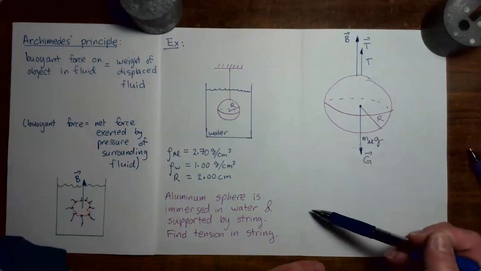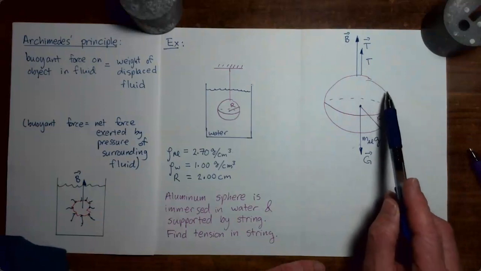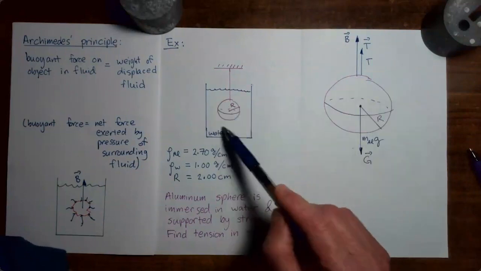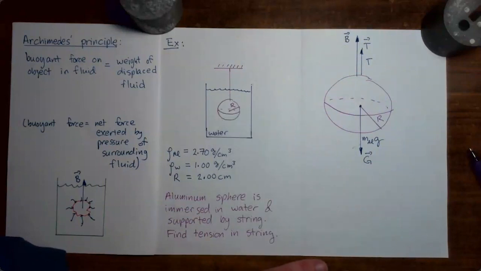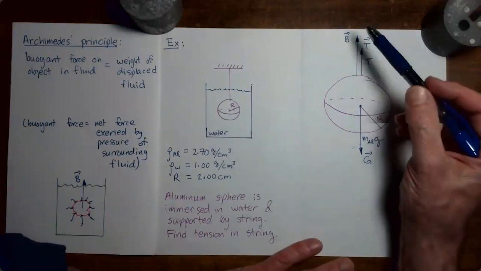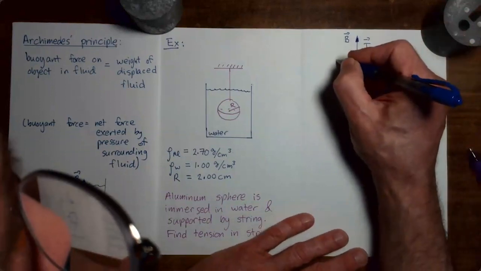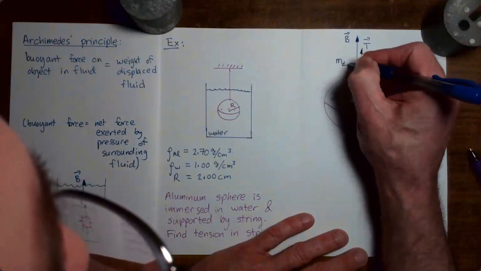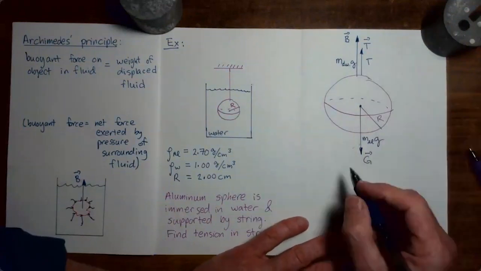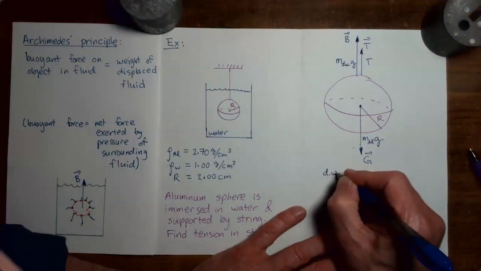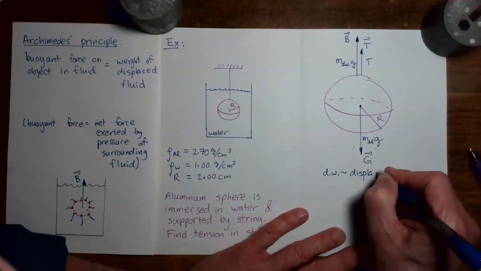According to Archimedes' principle, the strength of the buoyancy force would equal the weight of the blob of water, which would be here if the aluminum sphere was not. So I'm going to say that the magnitude of the buoyancy force is equal to the mass of the displaced water, dW for short, times g, the free fall acceleration. And to be clear, I'll come down here and write that dW stands for the displaced water.